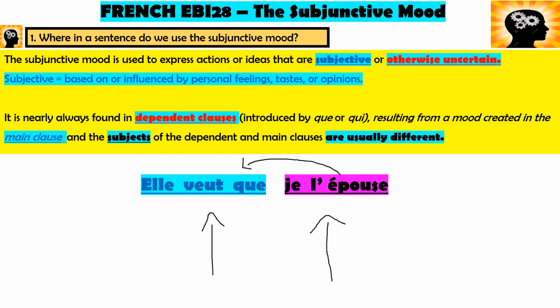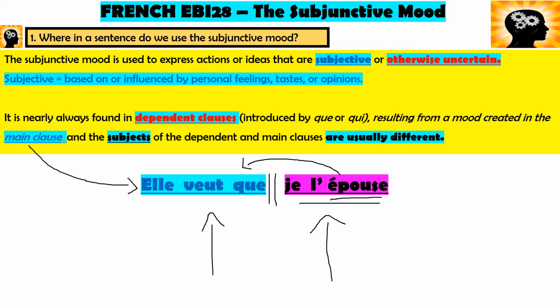In simple terms, if you're really looking at the question of where in the sentence do we use it, it's after the que. In the dependent clause, there we go, after the que. One more time, the main clause creates a mood or an emotion, and the dependent clause is therefore in the subjunctive because of the mood created in the main clause. Here's our example today then. Elle veut que je l'épuce. Elle veut que.